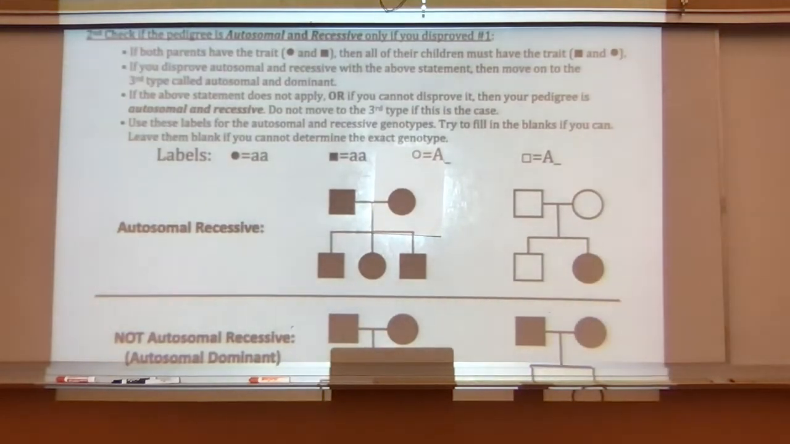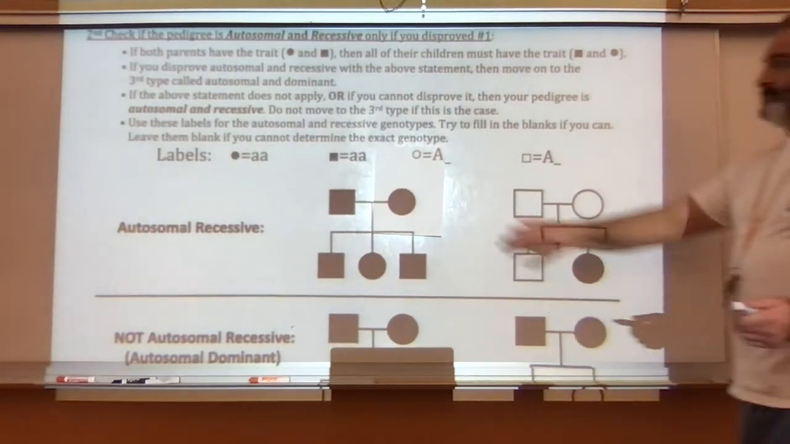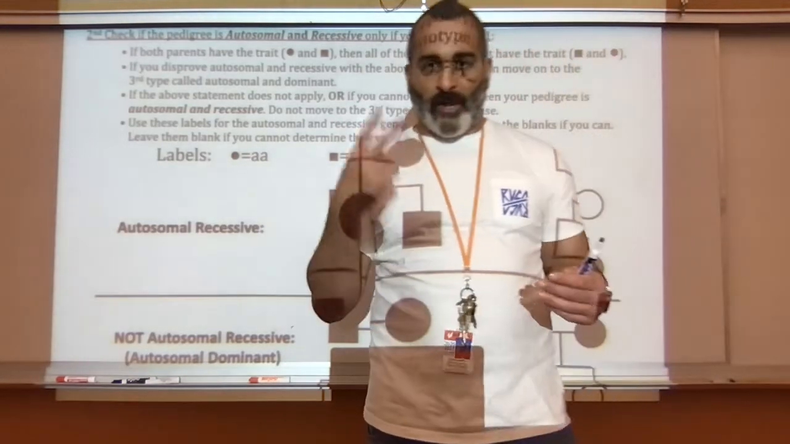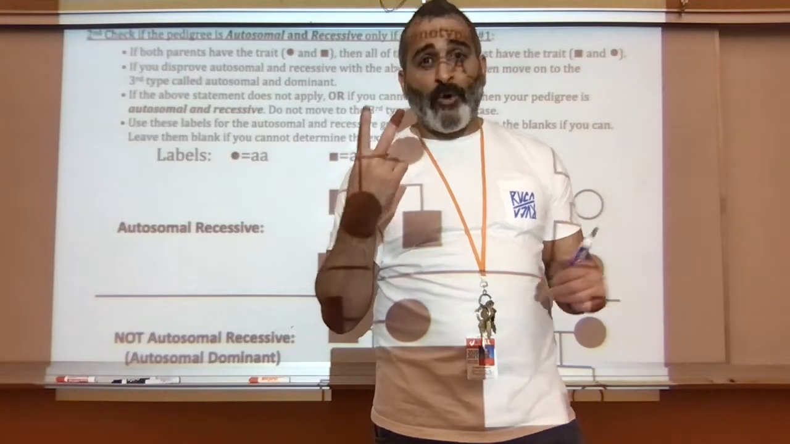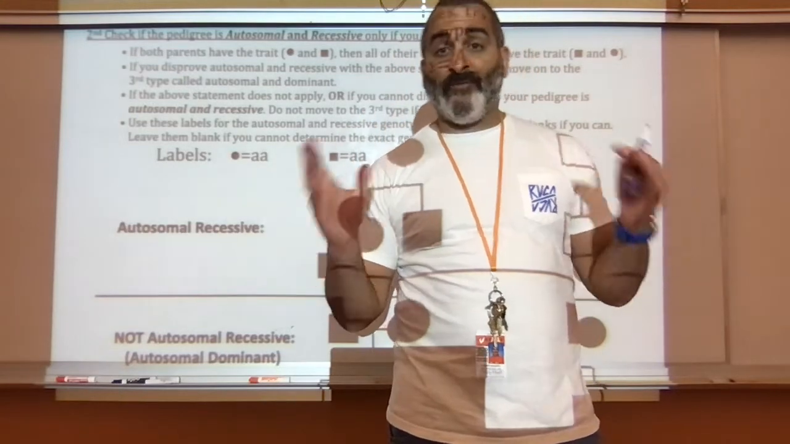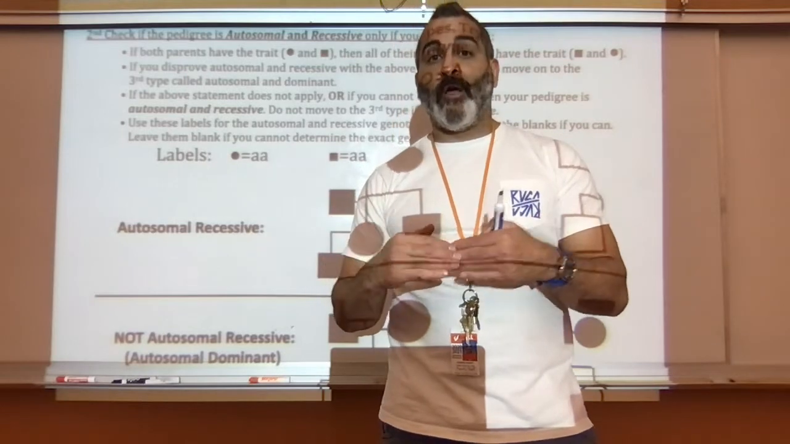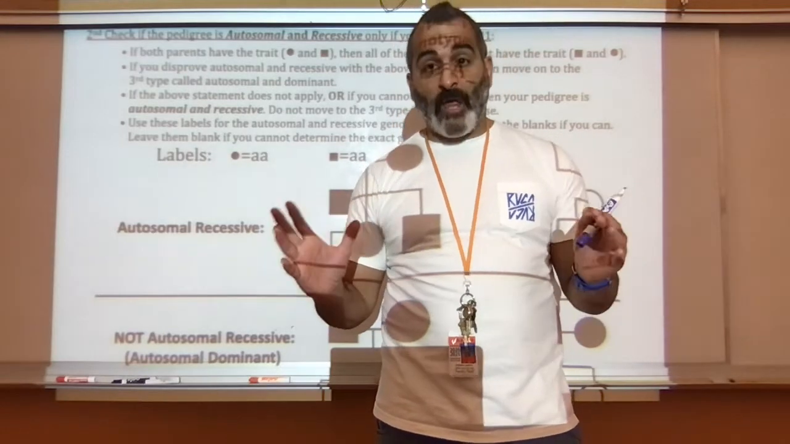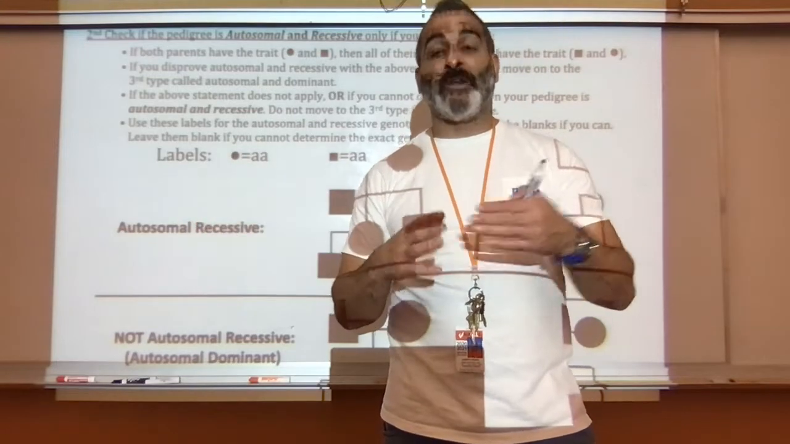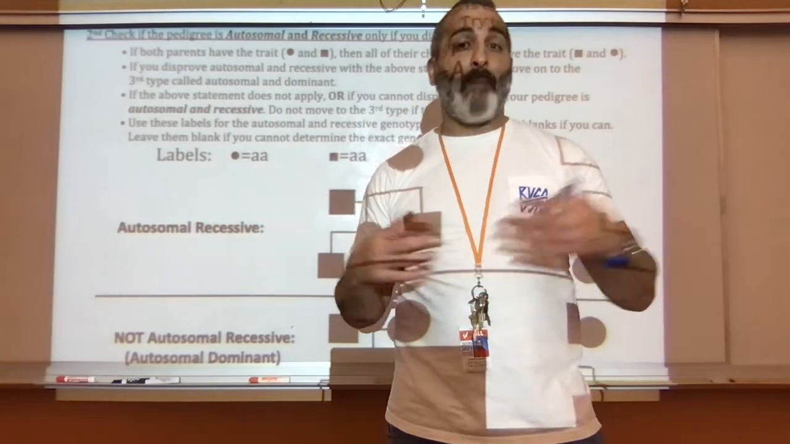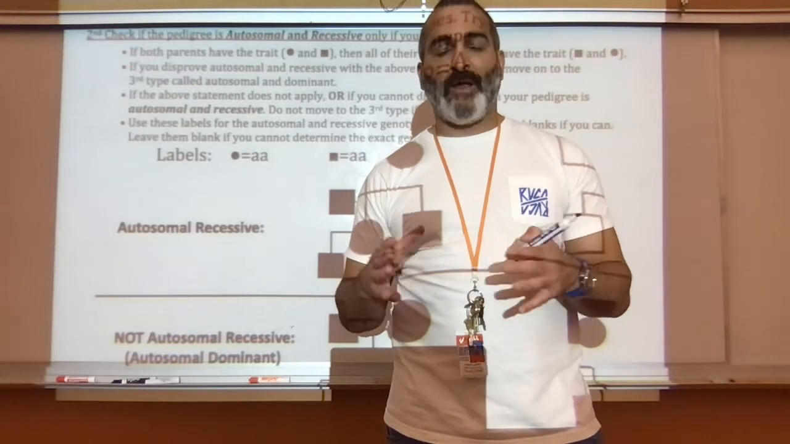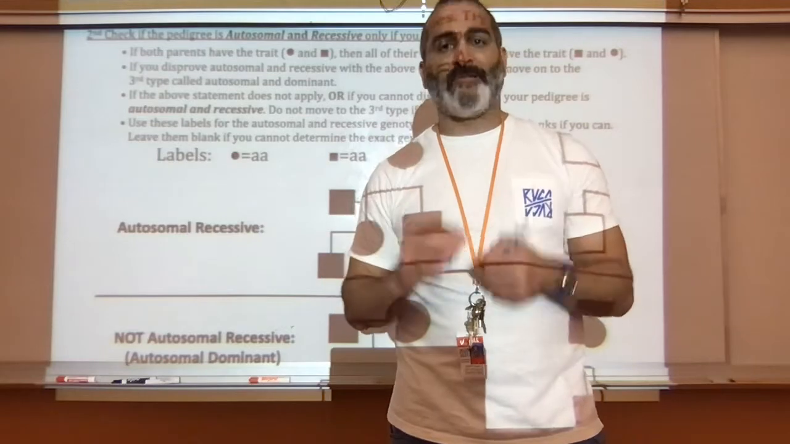Okay. Now, when you get to the second one, you only go to number 2 if you proved number 1 wrong. If you can't prove number 1 is not sex-linked, excuse me, if you can't prove it to be not sex-linked, you do not move on to number two. You do not move on to number three.